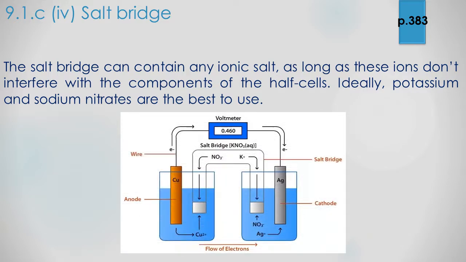So as you can see in this diagram, you have Cu and Ag. Cu is more reactive than Ag, so Cu is placed at the anode and Ag is placed at the cathode. Electrons are flowing from the anode to the cathode. The anode and the cathode are connected using wires, and those wires are connected to a voltmeter to measure how much energy or how much electricity is passing. The two compartments, the two beakers, are connected using a salt bridge that contains KNO3, potassium nitrate.